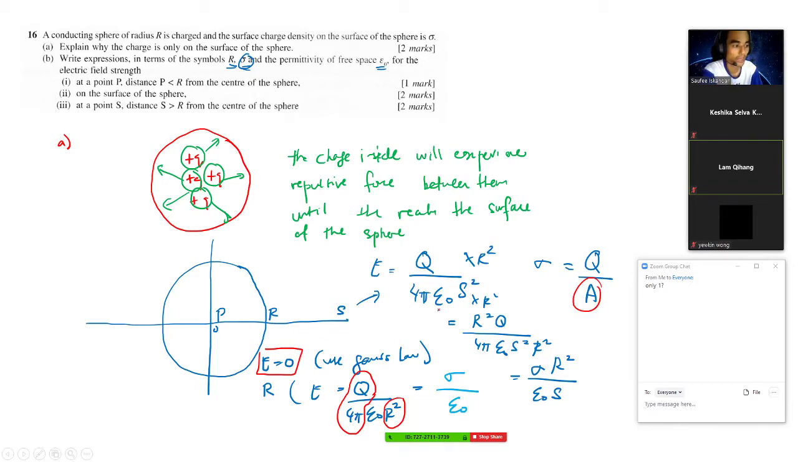It says how much charge is inside the Gaussian surface, because there is no charge inside the Gaussian surface, so E will be equal to 0. Second one, we have E equals to sigma divided by epsilon naught. And third one, at the point S, it will be sigma R squared divided by epsilon naught S. Okay, we have to multiply by R squared because in the equation you need to use sigma. Okay, and those are the equations for B1, B2 and B3.